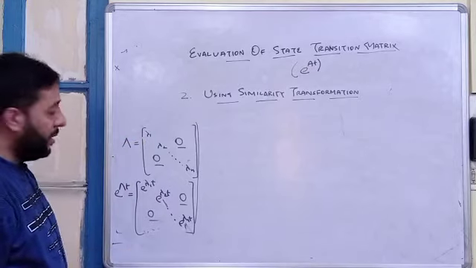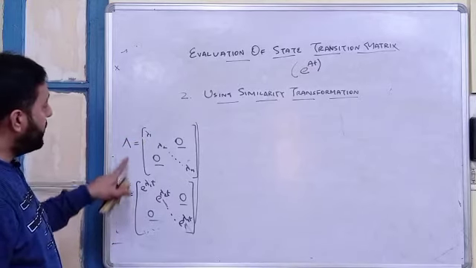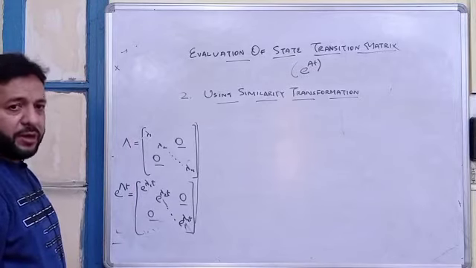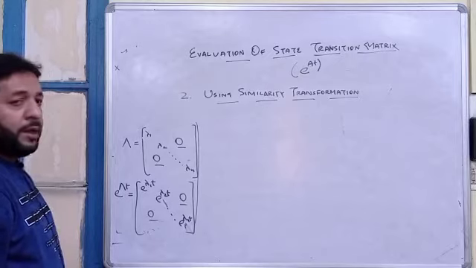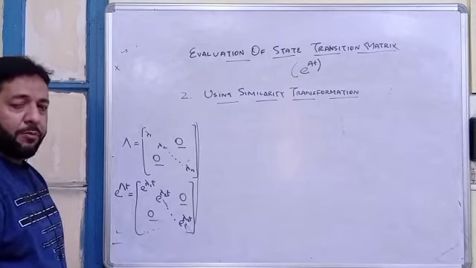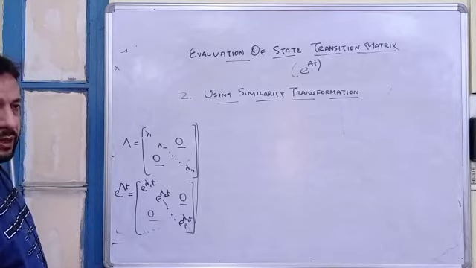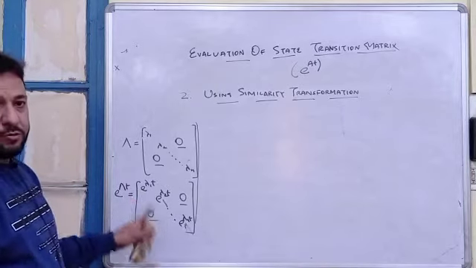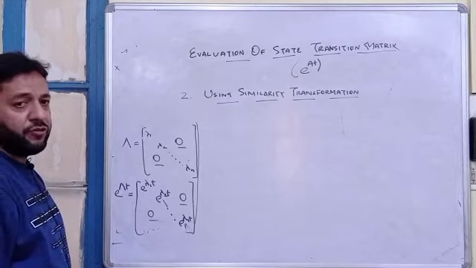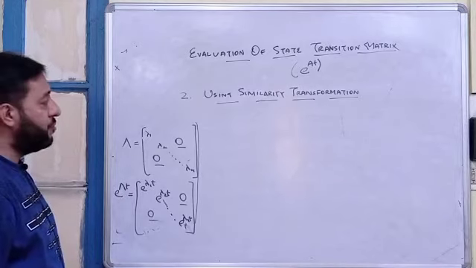But your matrix A may not always be in diagonal form, it may be in any other form. So what do we do? We first transform the given system of equations to diagonal form. First we diagonalize A, then we obtain its matrix exponential, and finally from that we obtain the exponential of the original matrix. How do we do that? I will show you.